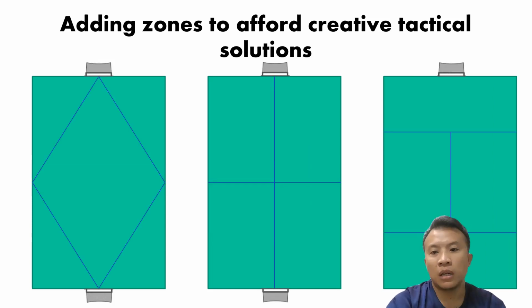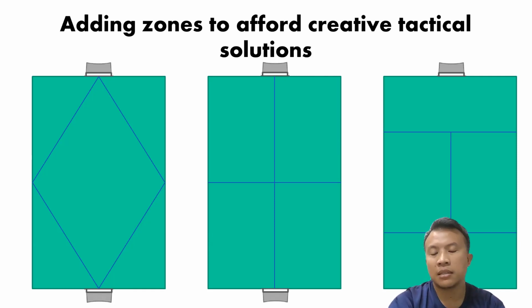Okay, so we can also go a little bit crazy. We can have a diamond within a rectangle space. We can divide the rectangle space into quarters, or we can have irregular kinds of zoning, as per what you see in the third diagram here. So there are really many possibilities.